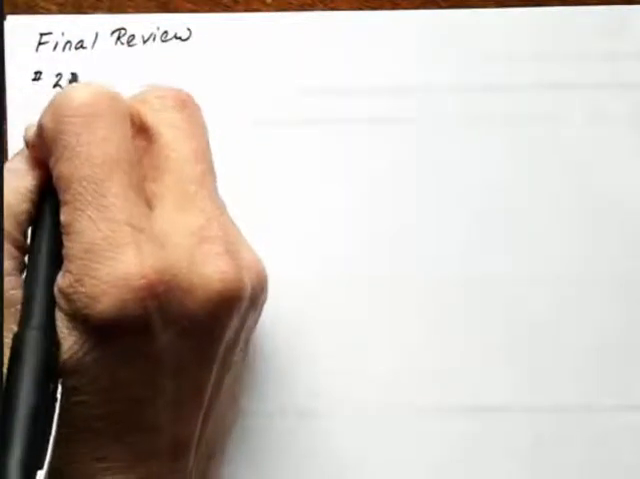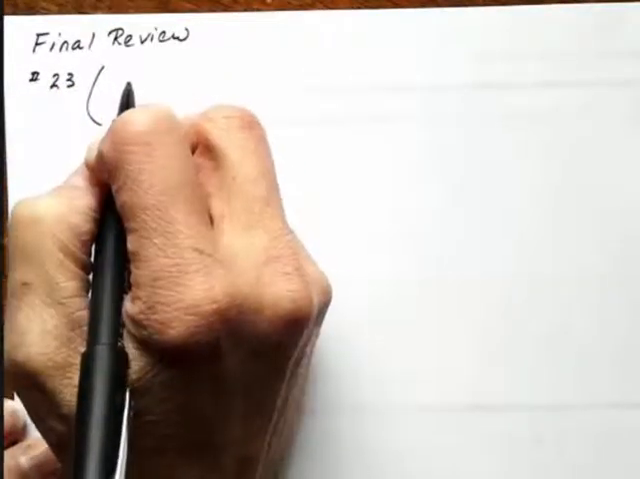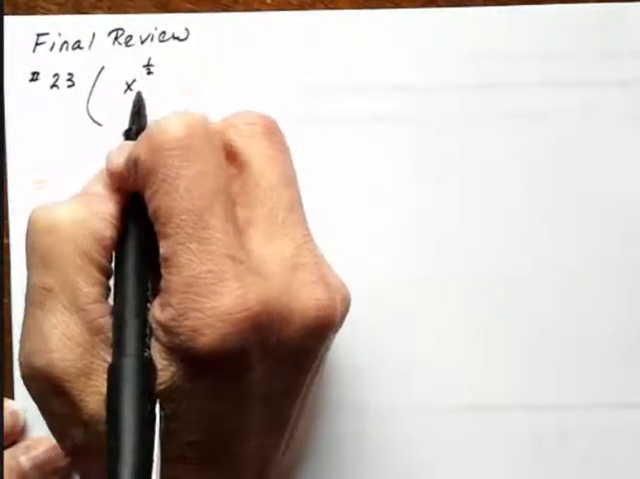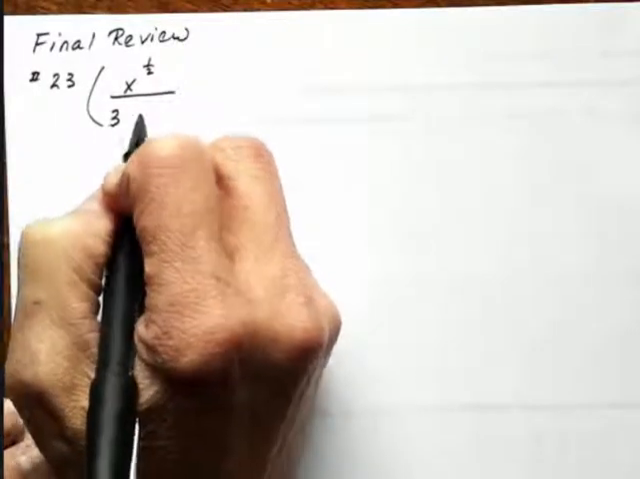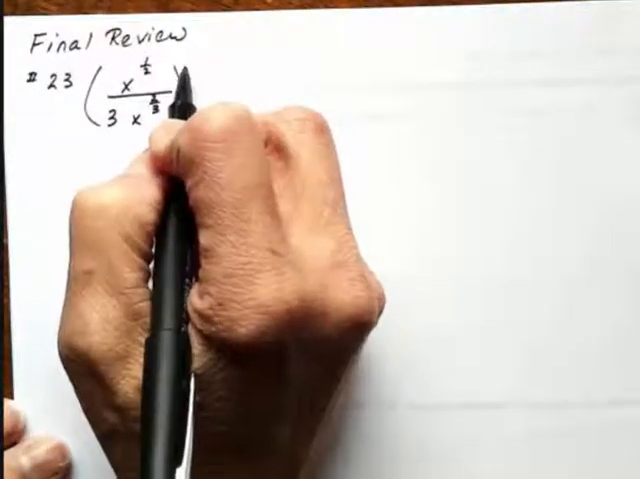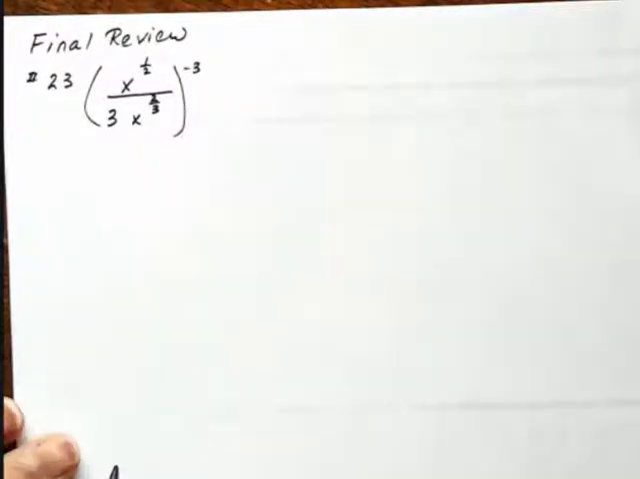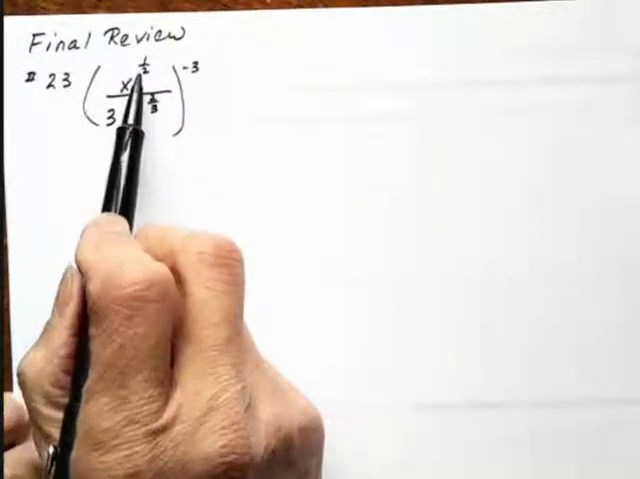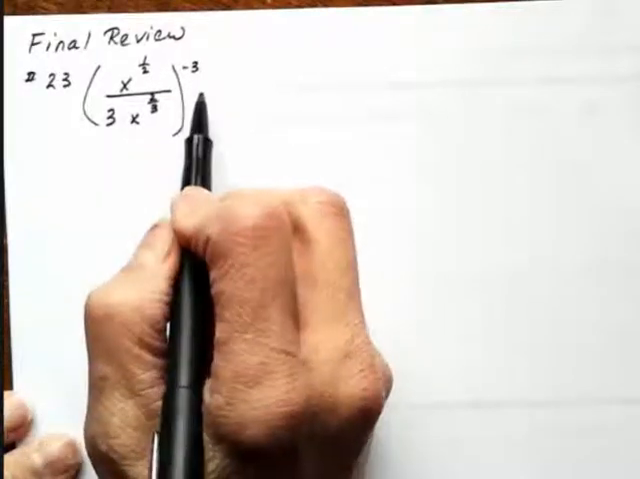So I'm going to do problem number 23 on the final review sheet. Final review, problem 23, and the problem reads x to the 1/2 over 3x to the 2/3, and then that's all being raised to the -3rd power. What you're going to do when you have a power to a power is multiply your exponents.